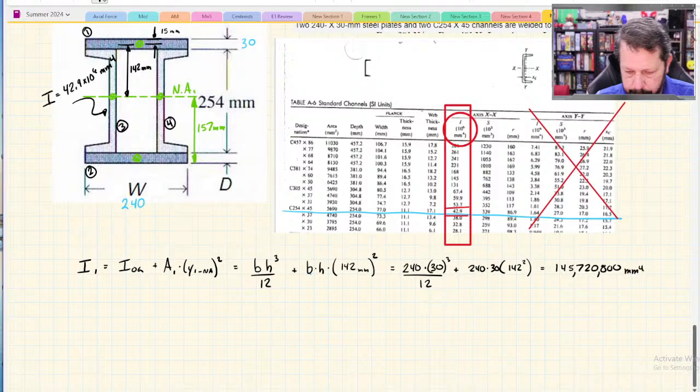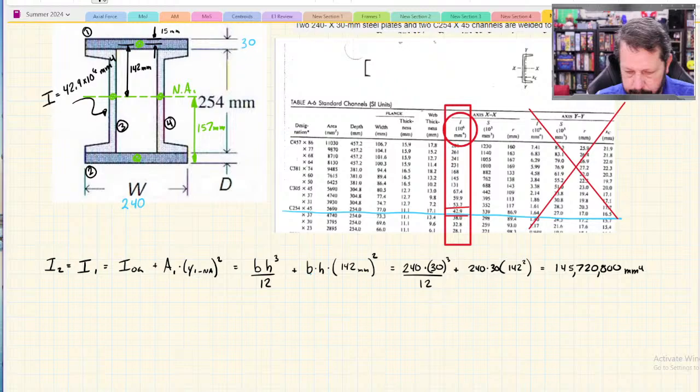Now, if I were to do the bottom plate, I would have exactly the same numbers. Technically, the 142 would be negative, right? I have to go downwards to get there, but I square it. So negative 142 squared is the same as 142 squared. So this is also the same number I would calculate for what I call I2. So I2 and I1 are the same number. Same value.